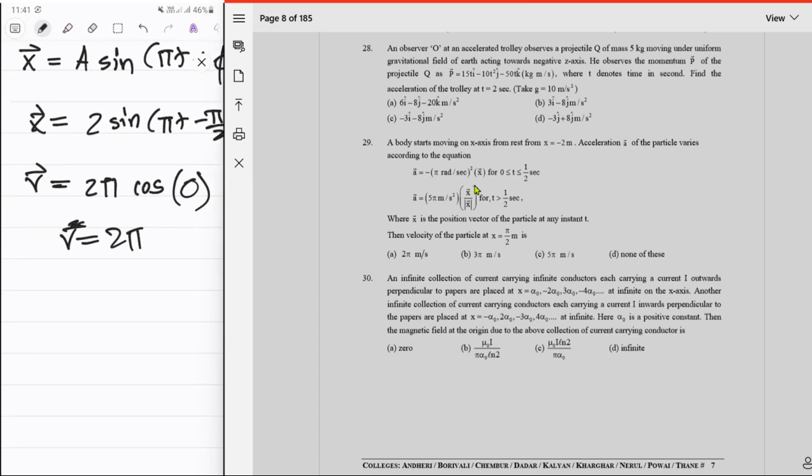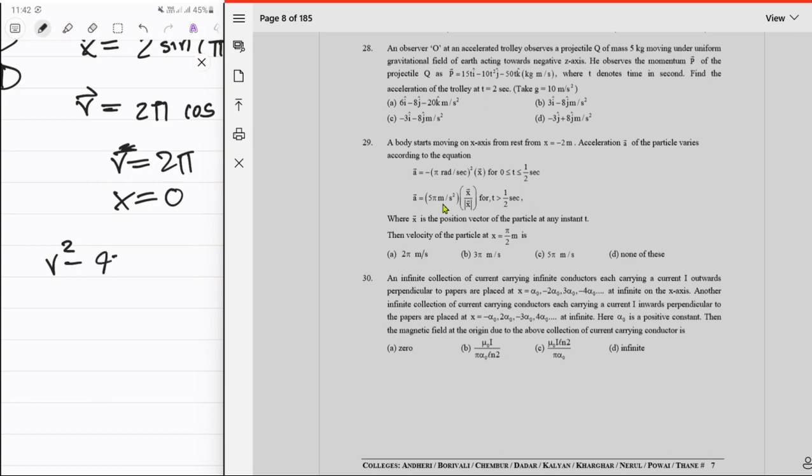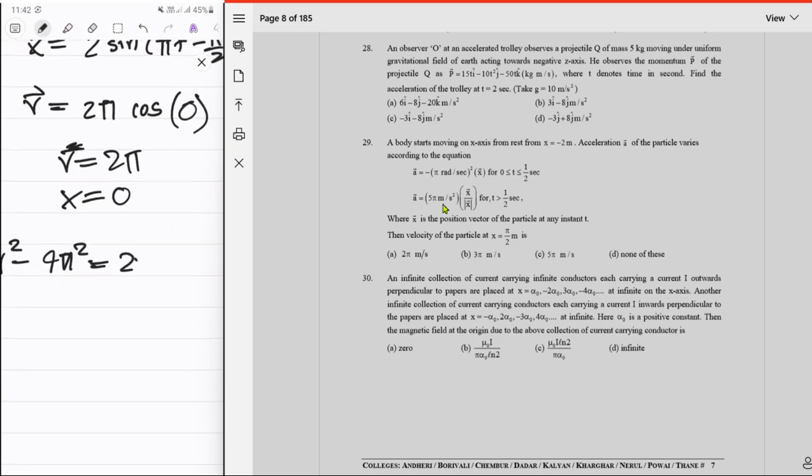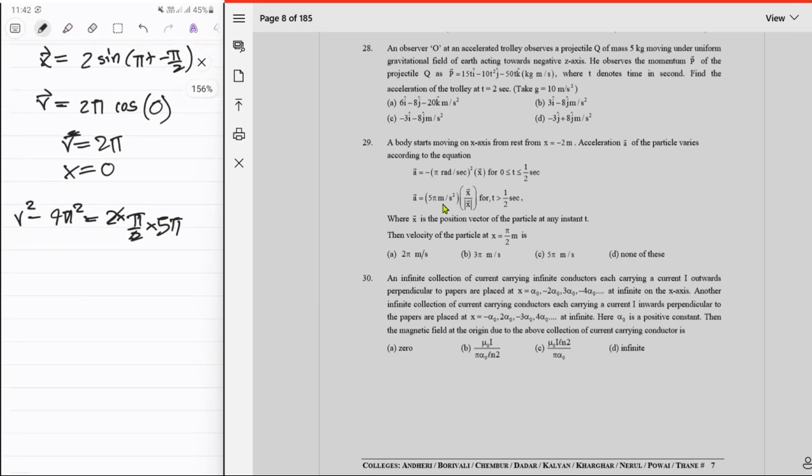So v is 2 pi, x is 0, moving along x, fine. And the acceleration is 5 pi. So you want the velocity of the particle at x equal to this value. I just use v square minus u square: v square minus 4 pi square is equal to 2as. So 2 times x equal to pi upon 2, and s is that, and the acceleration is 5 pi throughout. So v square equals 9 pi square, so v is 3 pi. So B is the answer.